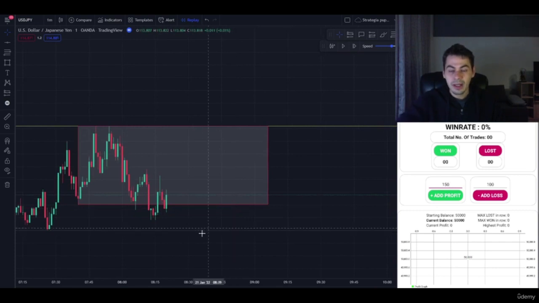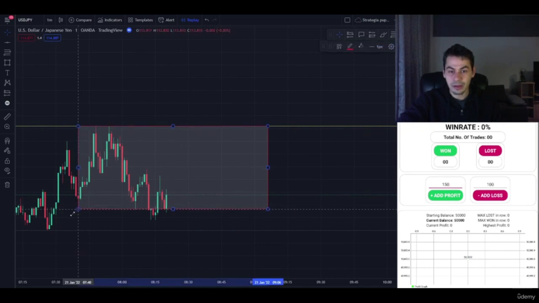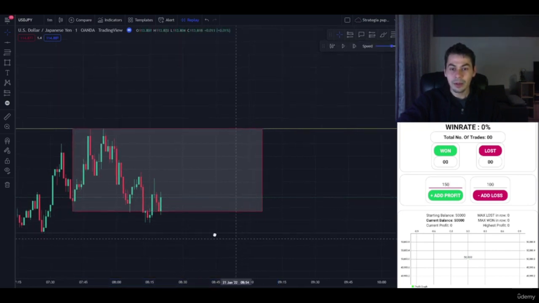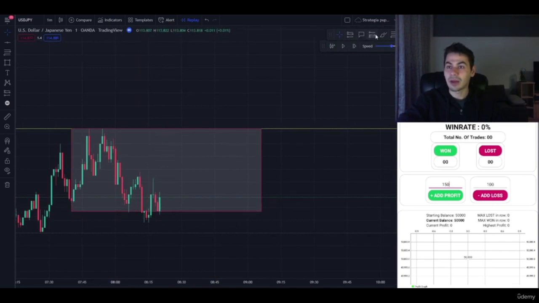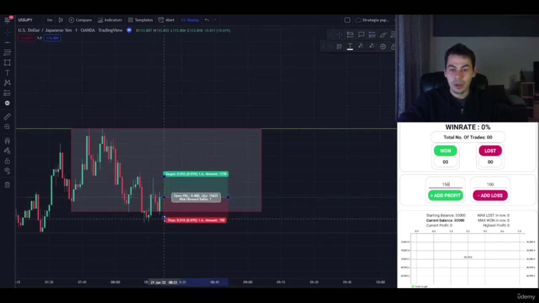Okay, now we have a nice bull engulfing candle. I will just update this area. Around this place should be good. Now we have a nice bullish engulfing candle, which I will mark as a buying opportunity. So the order will be market execution.